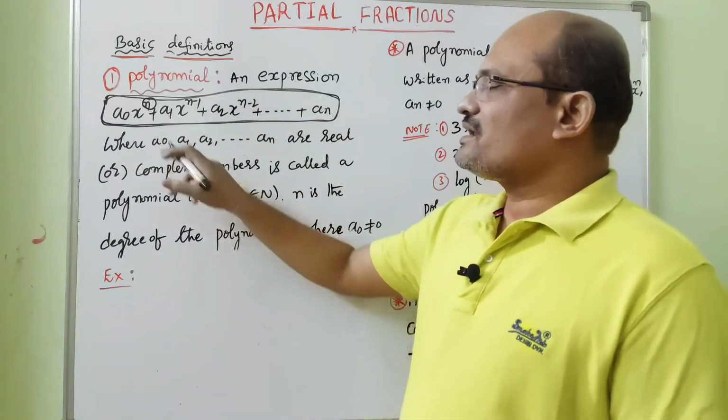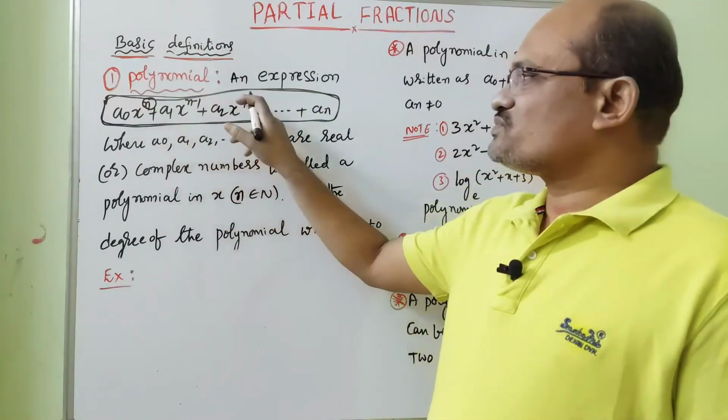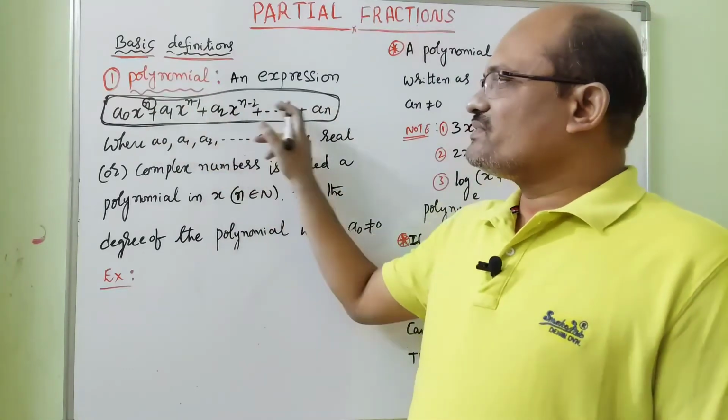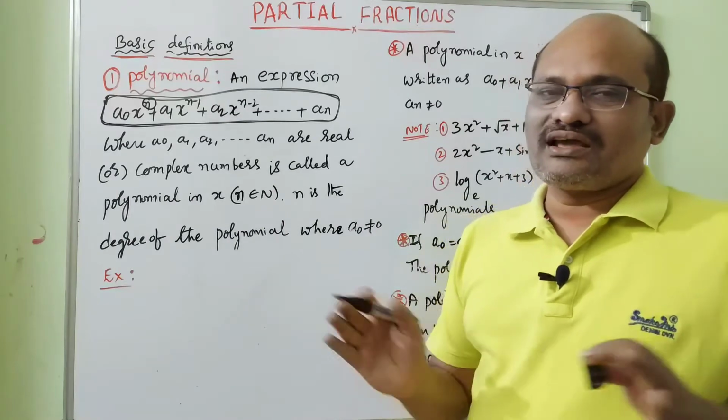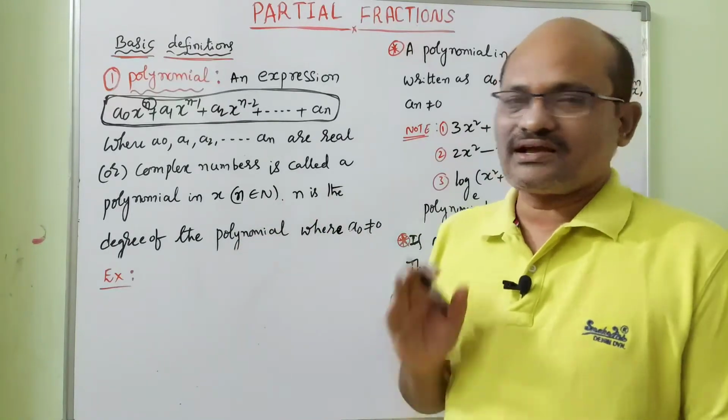Next, look at the powers n, n minus 1, n minus 2, so on. In these powers we have n. n is a natural number. You must take a natural number. You should not take real numbers. Only natural numbers you have to take.